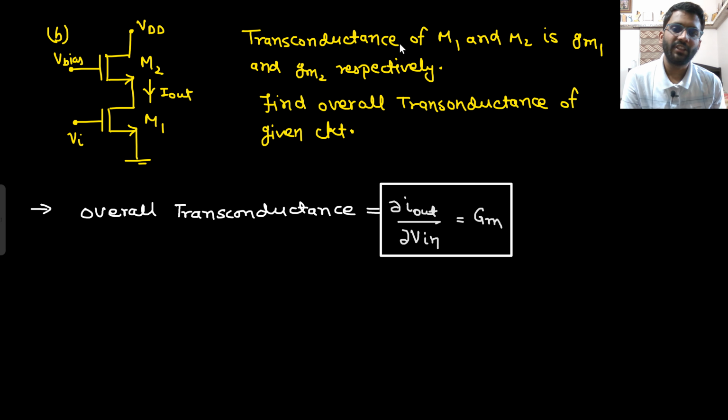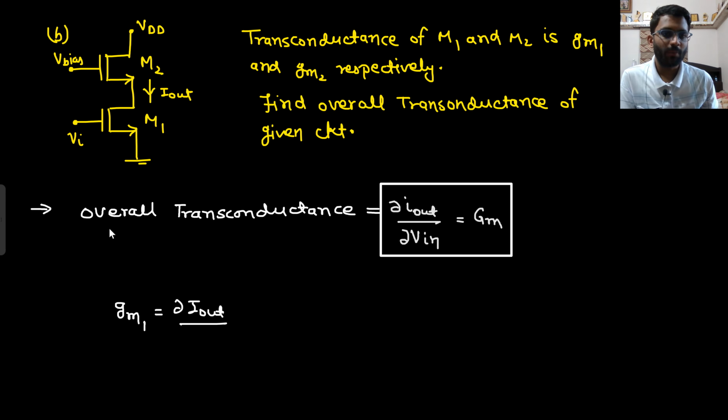Tell me, what is the expression of GM1? The transconductance of M1 and M2 is GM1 and GM2 respectively. So what is GM1? What is the output current for transistor M1? That is del I out.